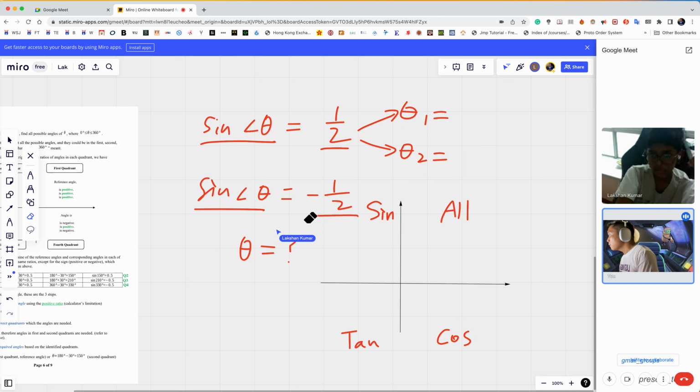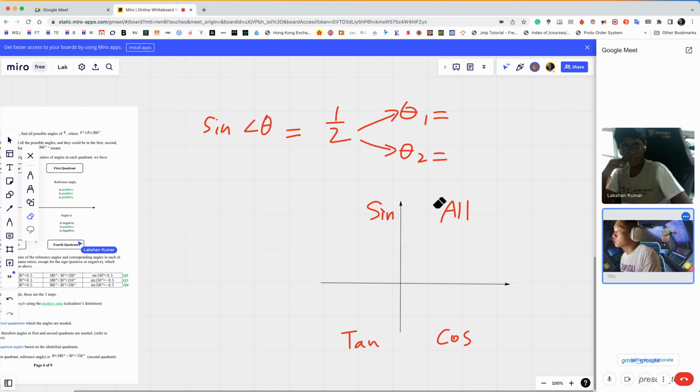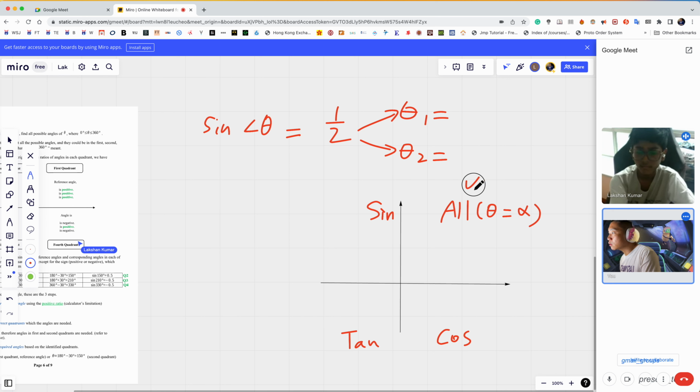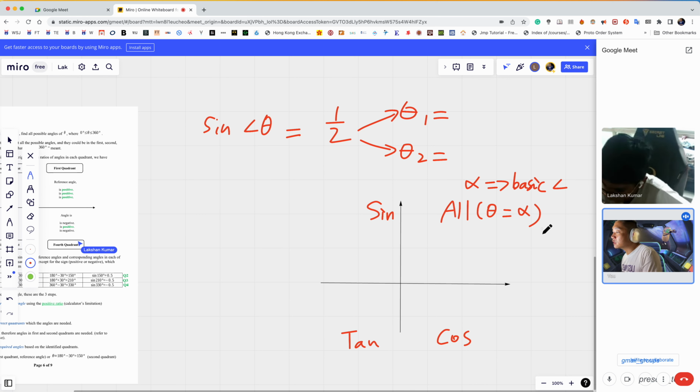Before we talk about how to find the theta, in this case sine theta equal to half, where we are supposed to get theta 1 and theta 2, we need to understand the quadrant thing first. For each quadrant, there is a formula. For the all quadrant, the formula is theta equals alpha. And alpha refers to the basic angle here. I remember the alpha they use is called the reference angle. The name does not matter much. To me, alpha is the basic angle.